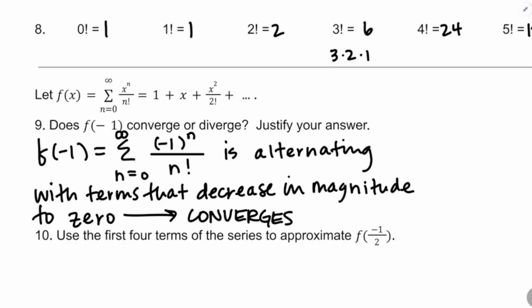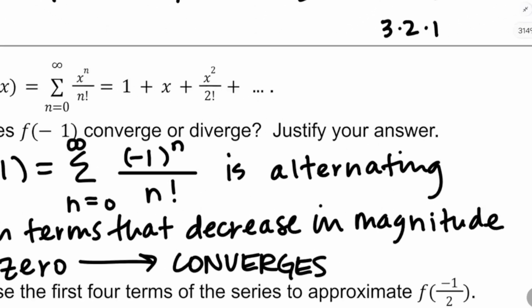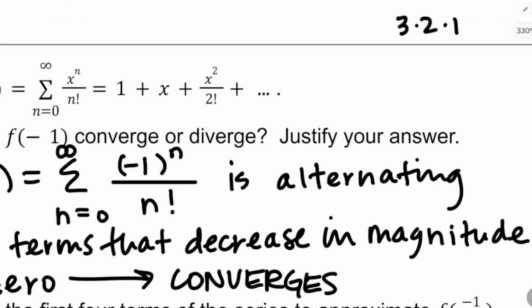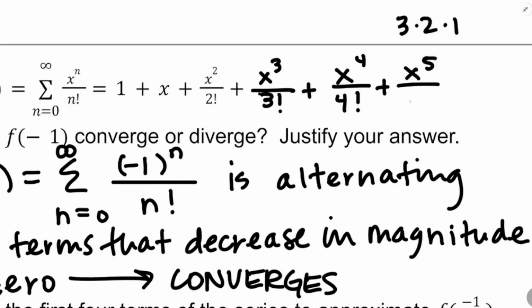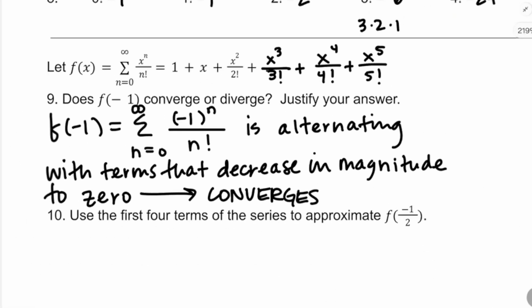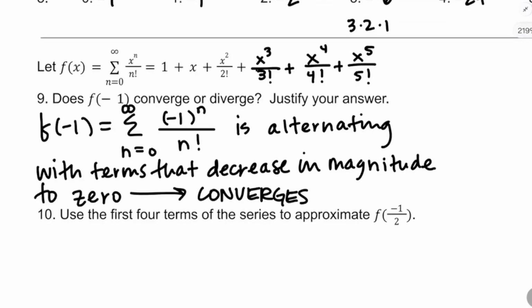Use the first 4 terms of the series to approximate f of -1/2. All right, what I'm going to do is write out some more terms: x to the 2 over 2 factorial, x to the 3 over 3 factorial, because I have a feeling we might need to do an error-bound type problem in the future. So f of -1/2.